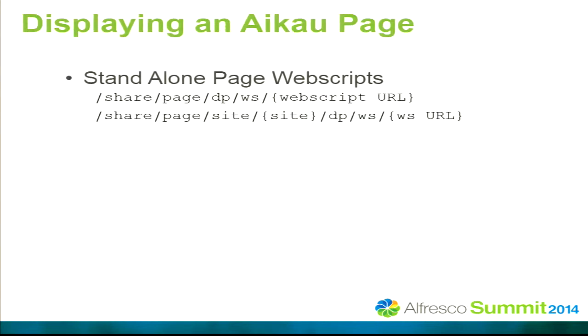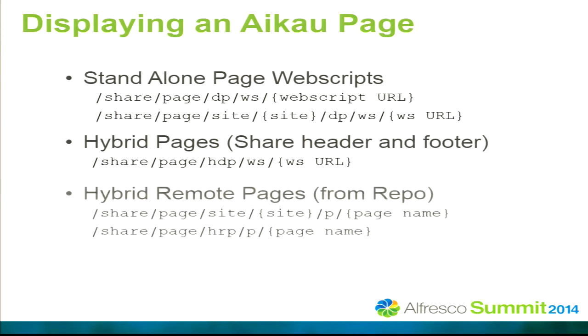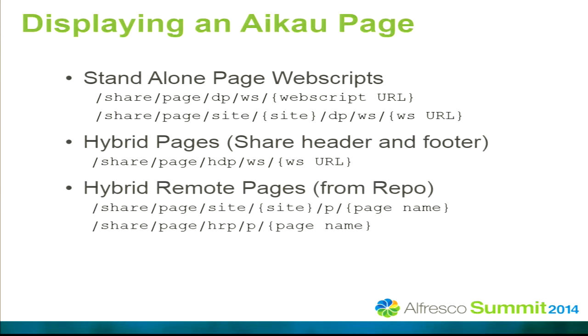To display an Aikau page, you give it a specific path, and it has this DPWS encoding in the URL. So there's a couple of different types of pages you can set up. You can set up a standalone page, which has just DP. You can have a hybrid page, which has the share, footer, and header included automatically, which is an HTTP path. Or you can also share pages directly from the repo. So you can put them right into the data dictionary inside of the repo and publish them from there as well.